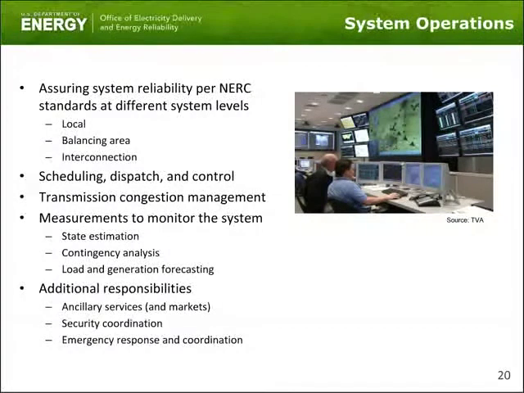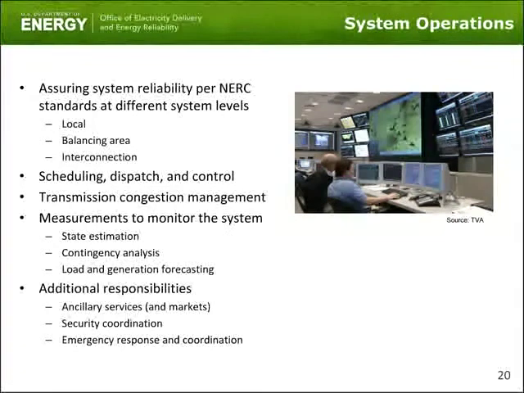So, a summary of some of the system operations aspects. One, again, is to be able to assure system reliability per established standards, which in this case are identified at the transmission level by NERC, and at different system levels. So it's not only looking at a larger, what they call interconnection basis, of which there's one in the east, west, and Texas, but also at the balancing area and at the local area. There's also being able to, from a system operations standpoint, schedule, dispatch, and control the generation that's out there and the transmission assets. There's being able to understand congestion on the system and the flows and how that may impact the system characteristics and reliability.